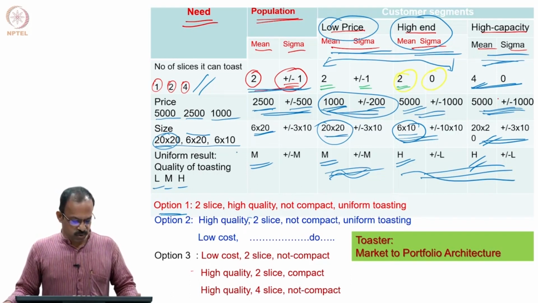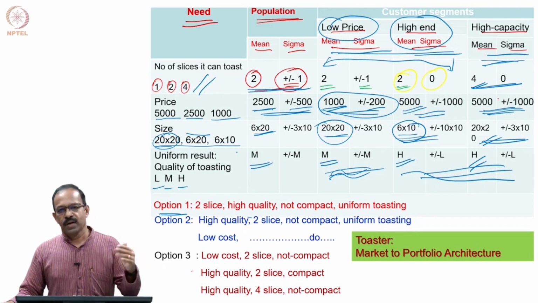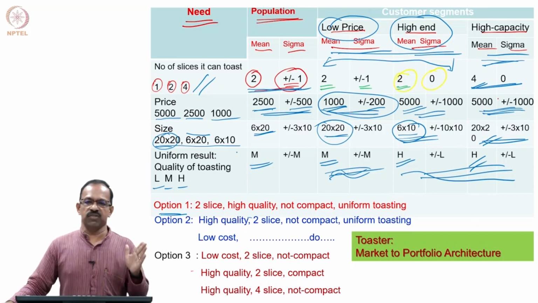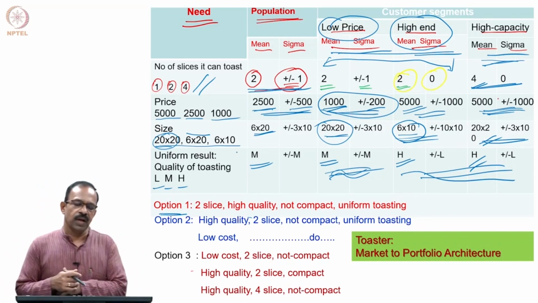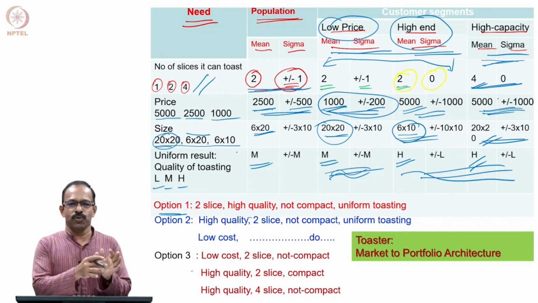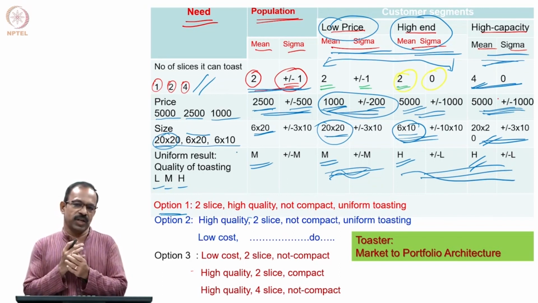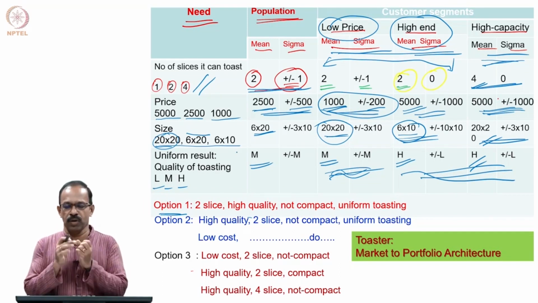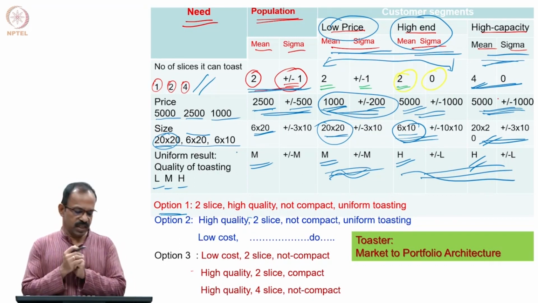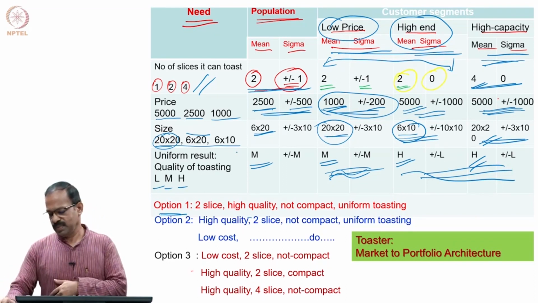I hope you understood the way it is done. So, look at the population mean and standard deviation and the segments' mean and standard deviation, and then decide how many products will be the best thing. Again, if I am going to have one product, what should be the architecture, and if there are 2 products, what should be the architecture, that can be decided.